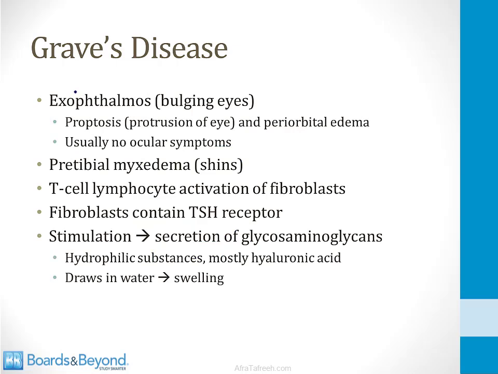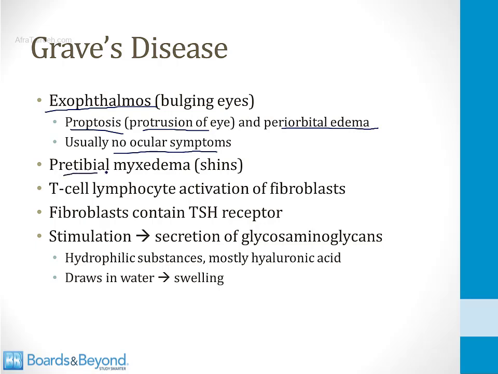The way you can recognize Graves' disease clinically, and especially in board questions, is by looking for the presence of two unique clinical signs that only occur in Graves' disease. Patients with Graves will have symptoms of hyperthyroidism, but in addition, they commonly have symptoms in their eyes and in their shins. In the eyes, they have a condition known as exophthalmos, which is bulging of the eyes. There will be proptosis, which means protrusion of the eye, and also periorbital edema. Often there are no eye symptoms, but the patient notices the bulging of the eyes.